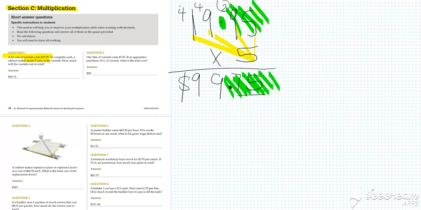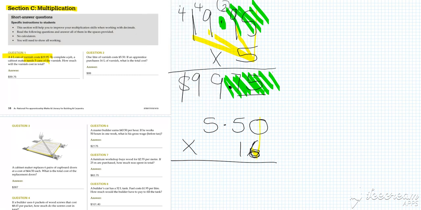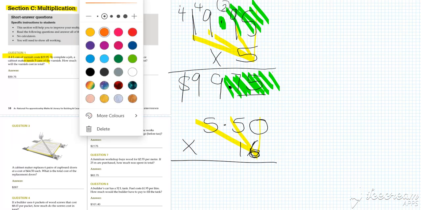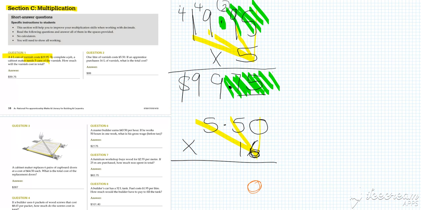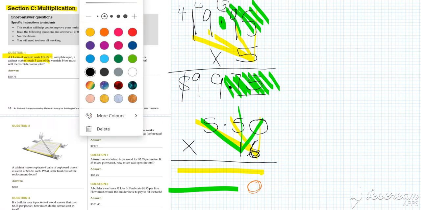For question 2, we're going to do something similar. We've got $5.50 times 16 litres. So just to remember our steps, we're going to do 6 times 0, 6 times 5, 6 times 5. We will put a place digit in the second row, and then we will do 1 times 0, 1 times 5, 1 times 5. And those numbers will go on the second row. The answers from your first number will go on the first row. We'll add those together.